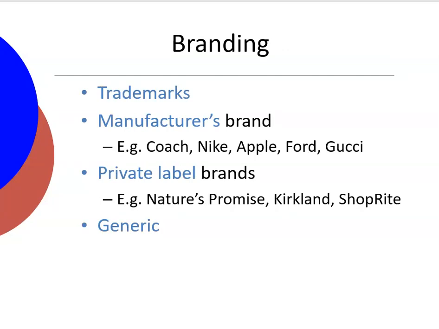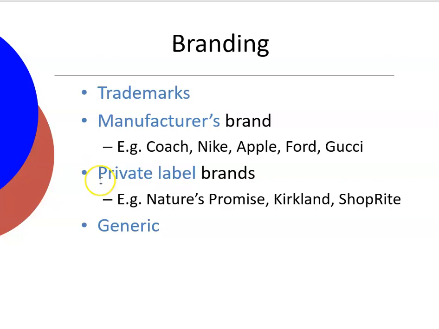Well, the product also includes branding. It's not just a physical thing. Trademarks: the Nike swoosh, for example, the Adidas 3 stripes. And brands. We have 3 different kinds of brands. We have manufacturers' brands. This is the one that makes the product and puts their brand on it. We have Coach handbags, Nike, Apple. You can see these. They're the manufacturers' brands.